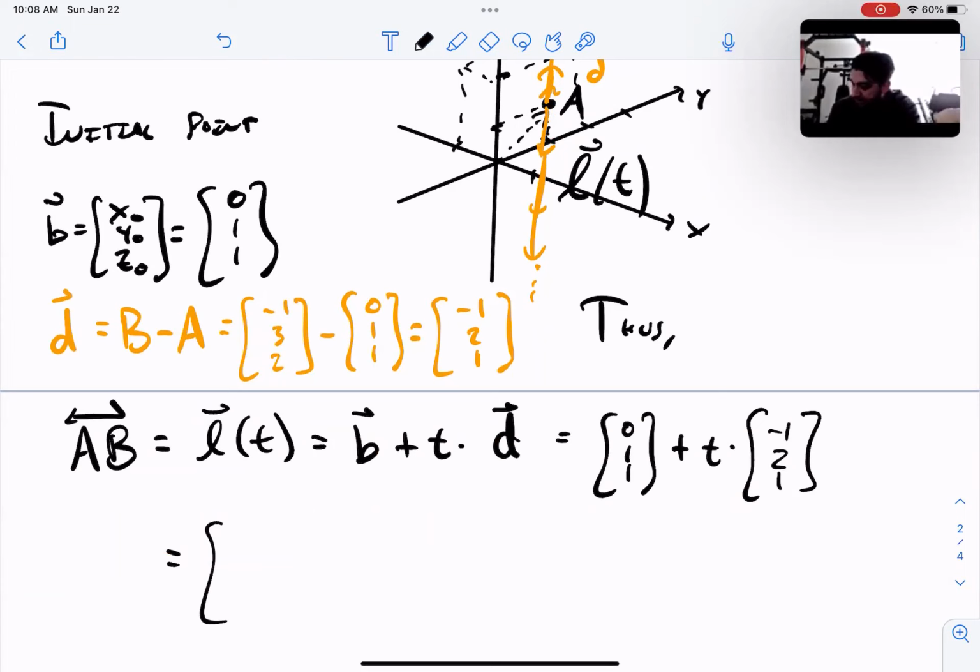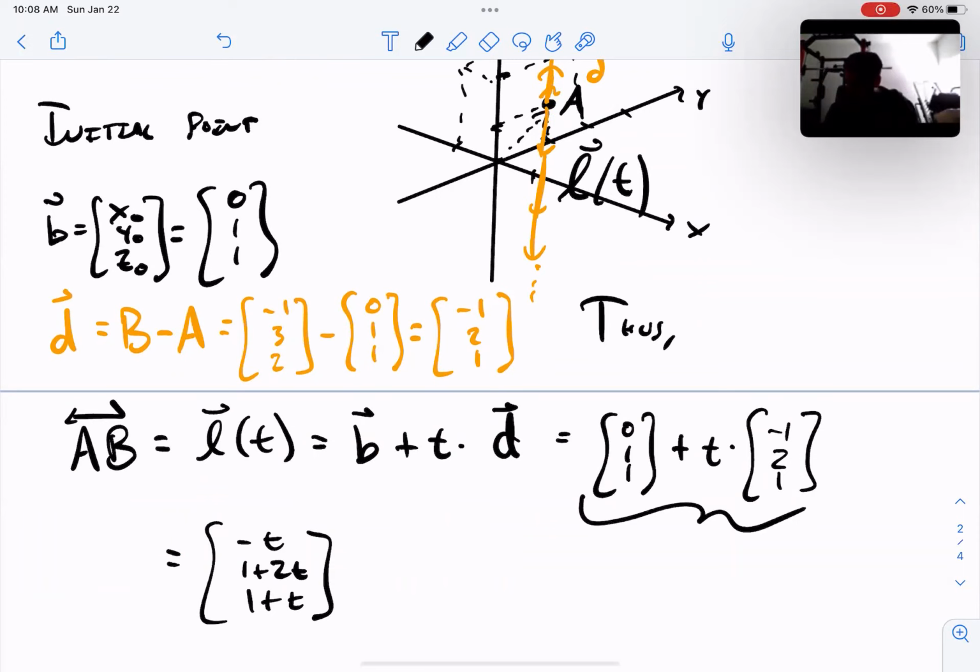And this, so you could leave it there, or you can combine it and say, okay, this is negative t, 1 plus 2t, 1 plus t, right? And you could combine it into just a single parametric form. Either one's fine. So this is a perfectly good answer. This is a perfectly good answer.